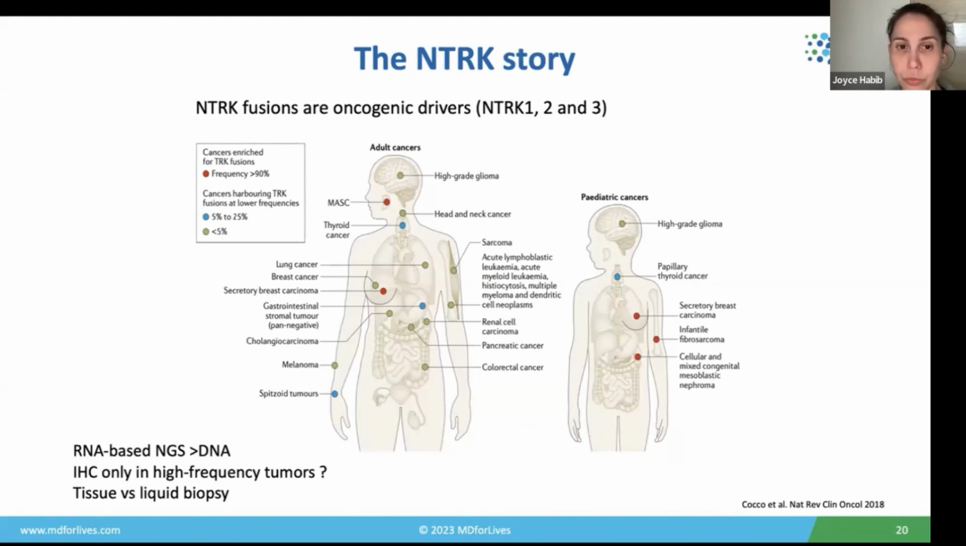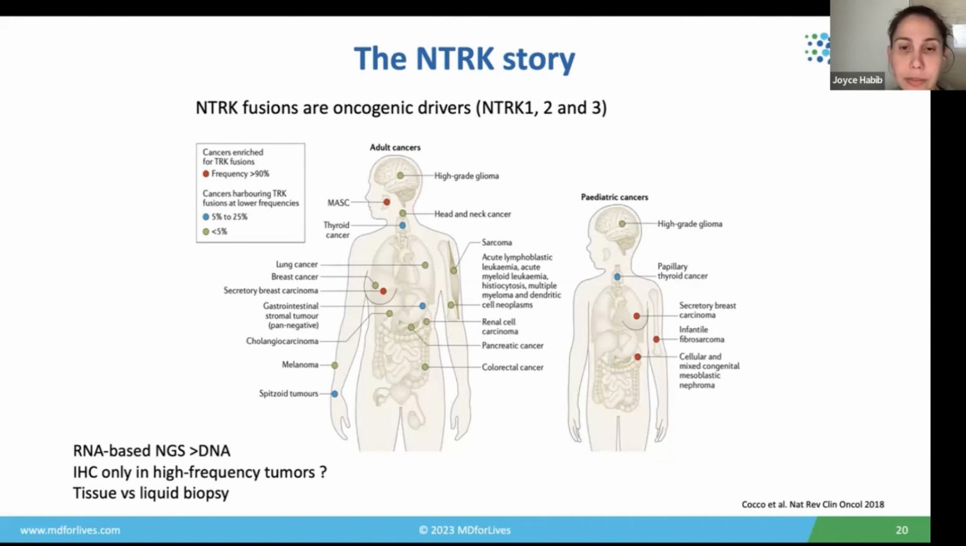We have very high prevalence for some tumors, such as MASC or secretory breast cancer, and some infantile tumors, infantile fibrosarcoma and mesoblastic nephroma. Intermediate prevalence, between 5 to 25%, for some tumors, such as GIST, spitz tumor, or thyroid cancer. Some pediatric gliomas would fall in the intermediate category because they tend to occur much more often in high-grade gliomas in the pediatric population compared to the adult population. And a very low prevalence for the rest of the tumors. So most solid tumors, as well as hematological malignancies, would be less than 5%.